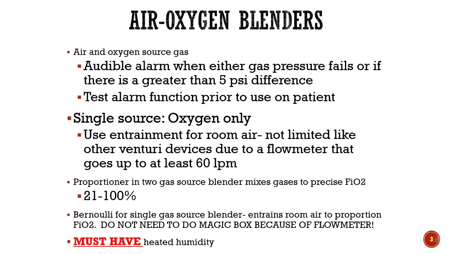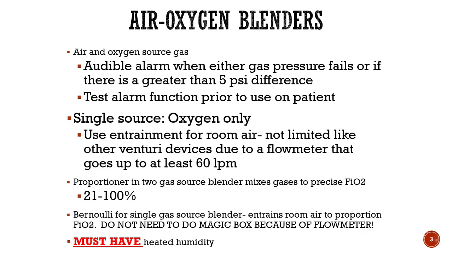When we go into lab, you guys are going to look at two different kinds of blenders that we have. One is a two-source blender. This is what we're using at Gunderson. It has an oxygen and a room air connection that plugs into the wall. If you plug in your oxygen first, and you don't have the second gas source plugged in, you hear a very loud, high-pitched alarm.